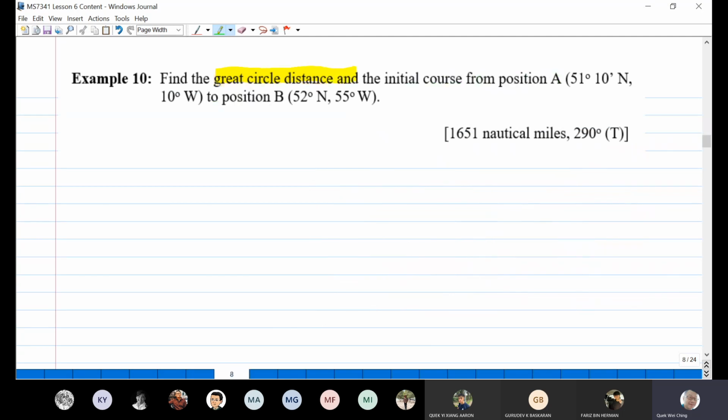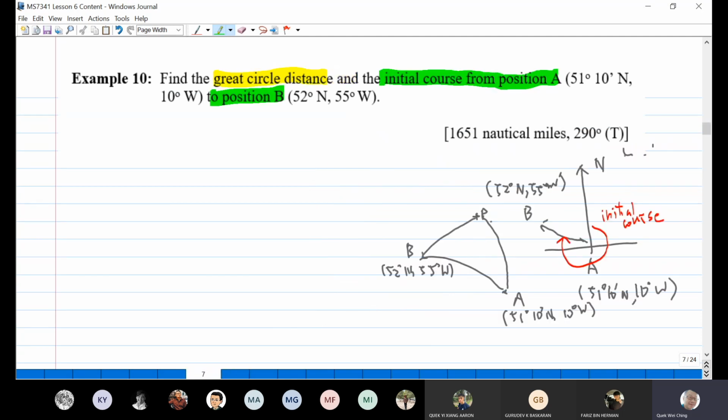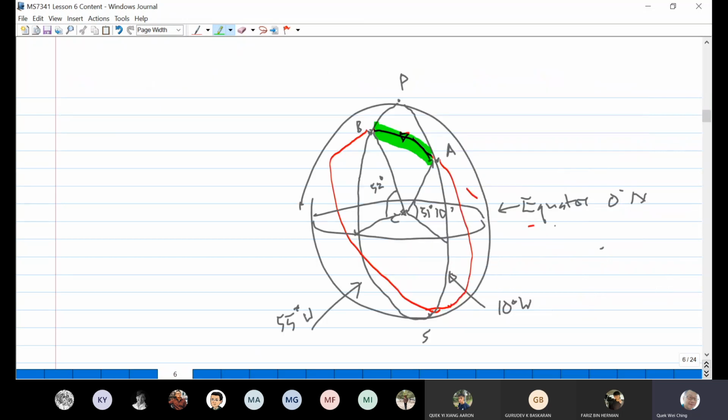So let me change the yellow color first. So I want the great circle distance. So this is the great circle distance I want to find. Then I also want to find the initial course, the direction the ship is heading to.